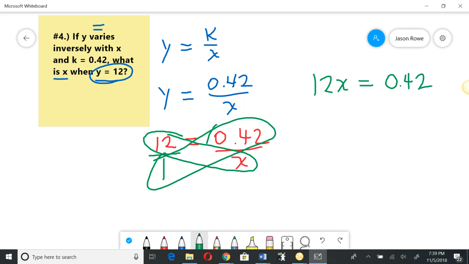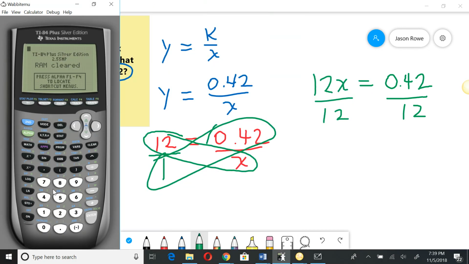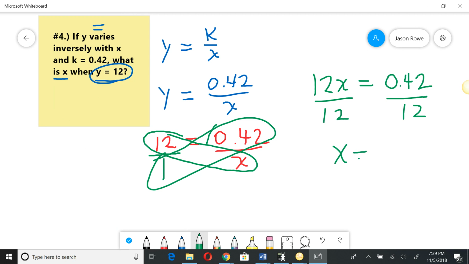And now we solve for x by dividing by 12. And if you aren't sure what to do here, pull out your calculator. And 0.42 divided by 12, it's going to be a smaller number. So the x is 0.035.